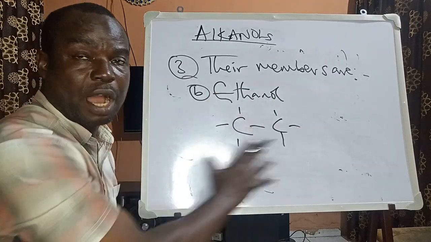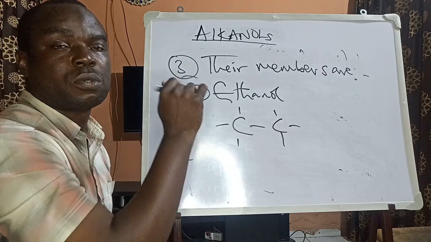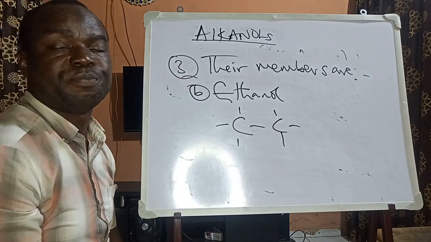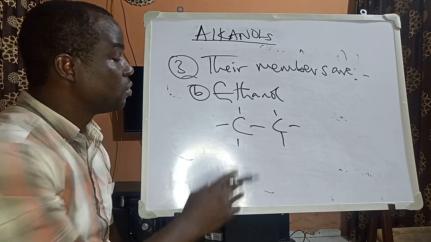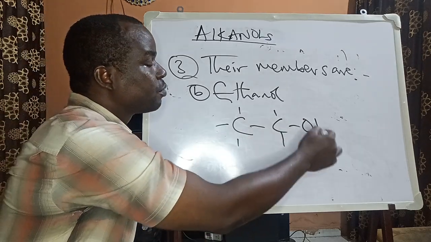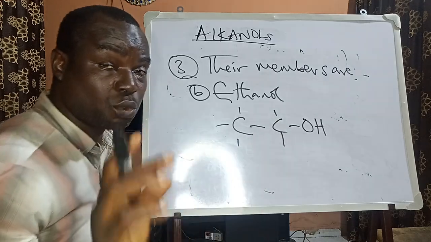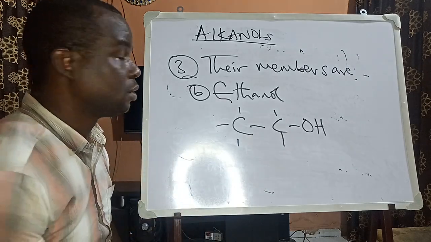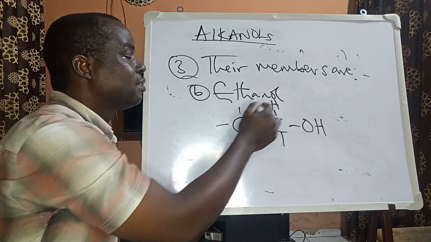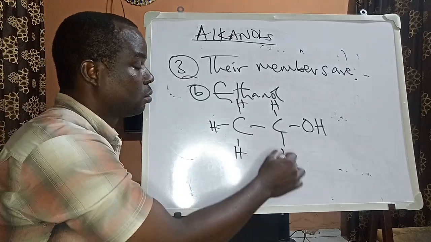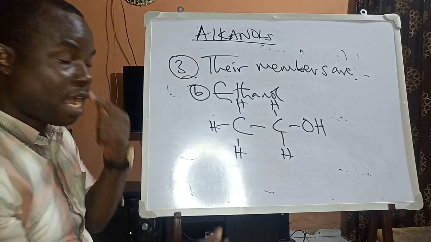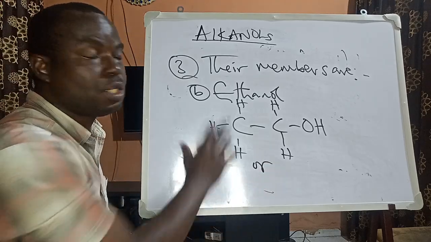Okay, so this is what we have. Now we will put the OH, which is the ol. Remember what I told you: OH is the ol. Then you now occupy the rest of the bonds with hydrogen. So we now have the Kekule structure.